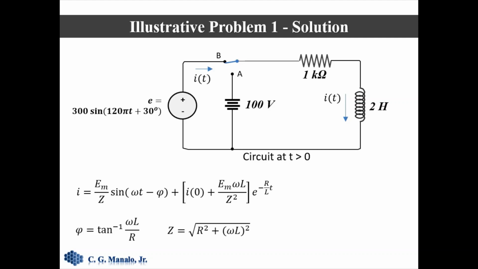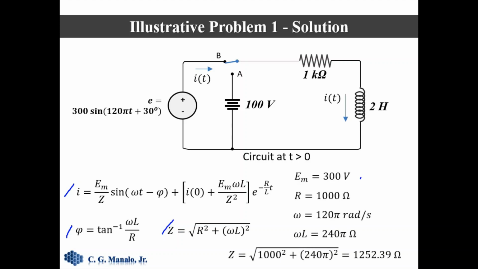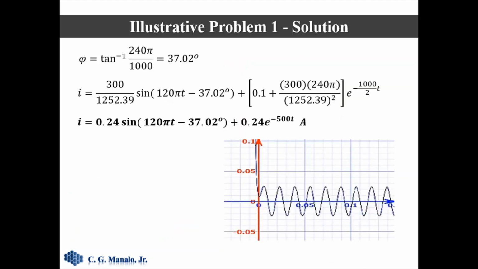So this is our formula for the complete response where phi is given by this one and Z by this one. From the givens, we have these details, and from these we can compute our impedance, and that would give us this result. We could also proceed to compute for the angle phi, and with the data already complete, we can now plug in all these values and get the complete response.